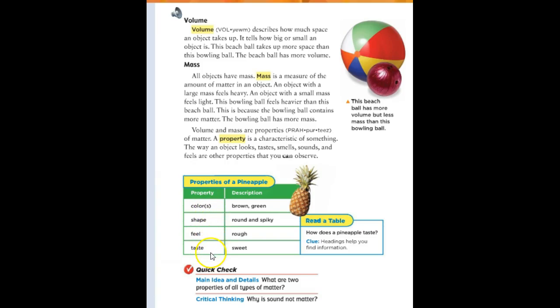So look at this chart. The properties are color, shape, feel, and taste. And we already talked about that. That's one way we can tell matter apart. And so color can be described in this way. Shape, you could say something's round or spiky. Feel, you could say it's rough or smooth. And taste, you could say it's sweet or sour. But if we're describing this pineapple, we could say it's brown, green, round, spiky, rough, and sweet.